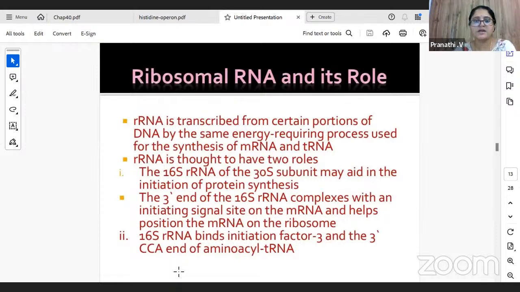RNA is transcribed from DNA, in fact, that is mRNA synthesis. And rRNA has two roles: initiation of protein synthesis from the 5 prime end, and at the 3 prime end, it helps in signal site initiation of mRNA.